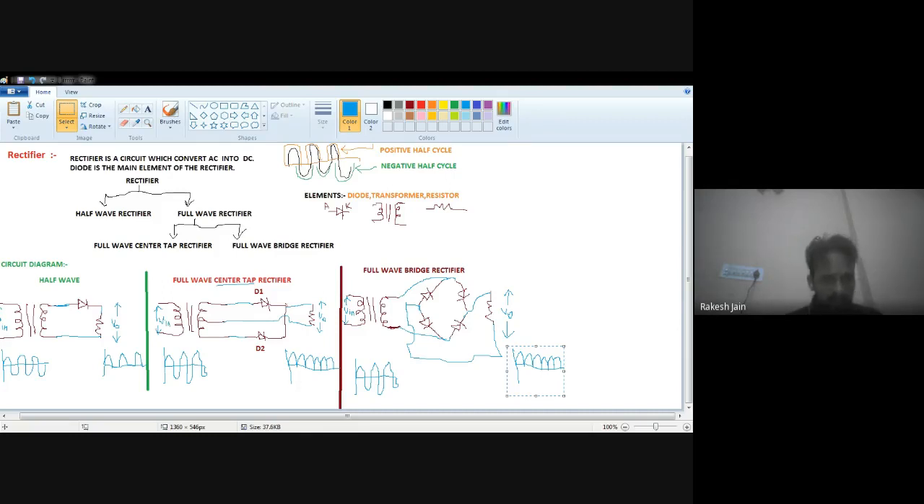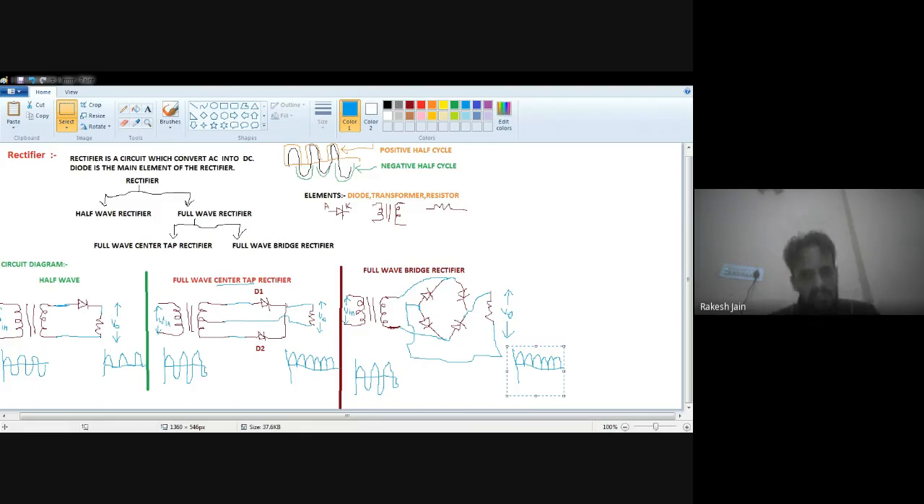In the half wave rectifier, the output consists only of the positive half cycle, no negative half cycle. Only one half cycle is at the output side. In the full wave center tap rectifier, only the positive half cycle is present, no negative half cycle is present. Even in the case of the negative half cycle of the input, we will find the positive half cycle at the output.